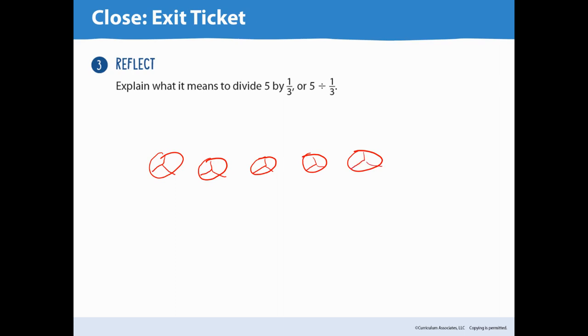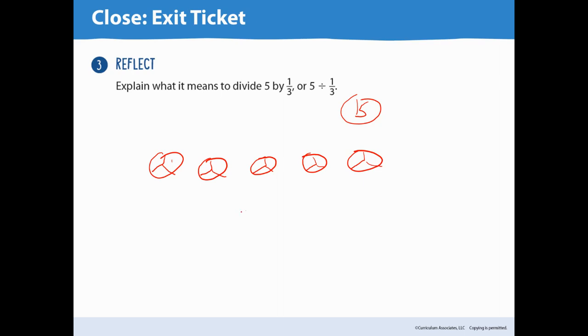Essentially, I have 5 pieces. I'm going to break each into thirds, and I've got to count how many third pieces I have. So 1, 2, 3, 4, 5, 6, 7, 8, 9, 10, 11, 12, 13, 14, 15. So essentially, I am taking 5 whole pieces. I'm dividing each piece into thirds, or into 3, to find my answer.